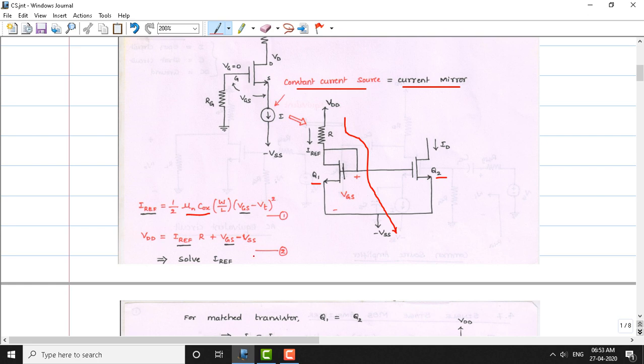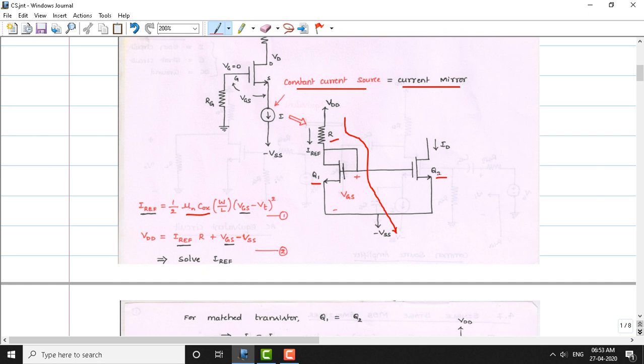Now why do we need equation 2? If you observe equations 1 and 2, this reference current I reference mainly depends on the gate source voltage. We have two variables here, VGS and I reference, so from equations 1 and 2 we can solve for I reference. Also, the I reference current can be controlled through this resistance R. Varying R can lead to a change in the reference current. These are the two equations which help us determine the reference current.